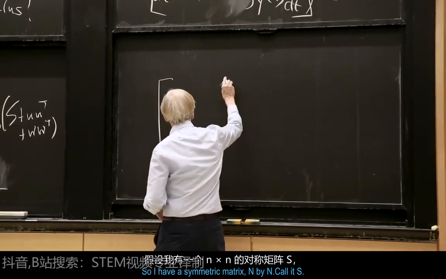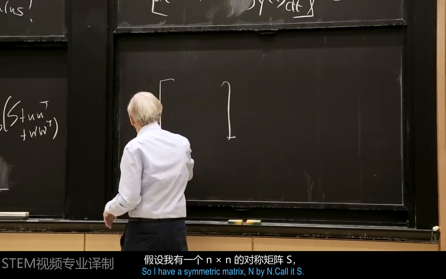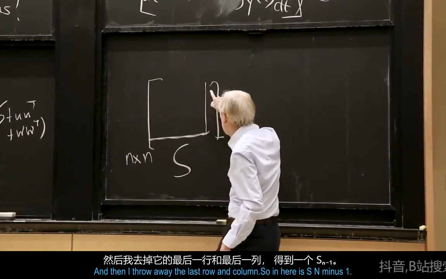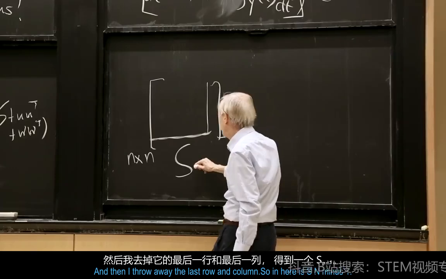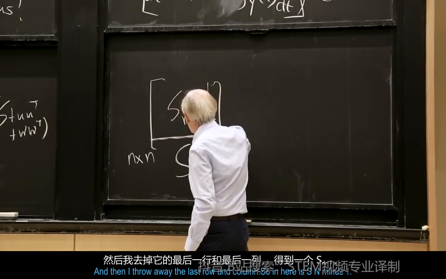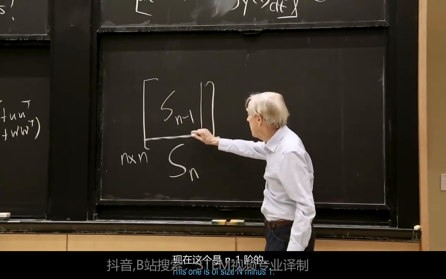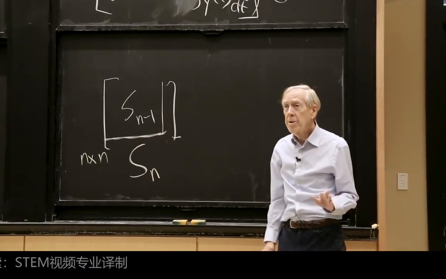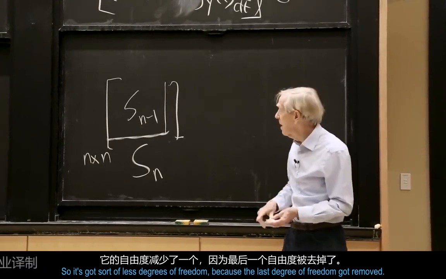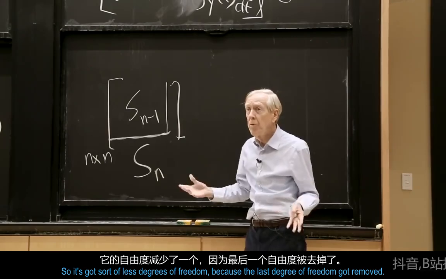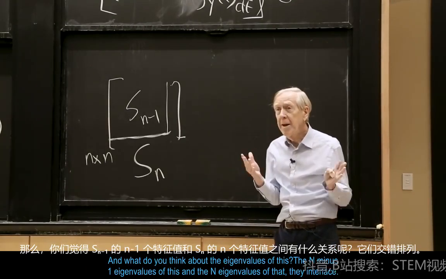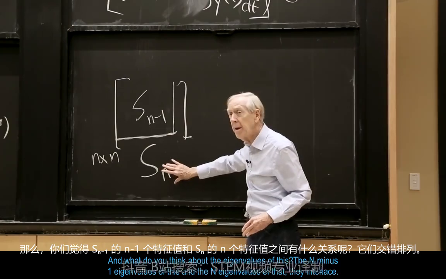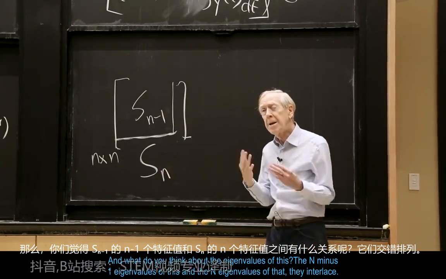So I have a symmetric matrix, n by n. Call it S. And then I throw away the last row and column. So in here is S n minus 1. The big matrix was Sn. This one is of size n minus 1. Okay. So it's got less degrees of freedom because the last degree of freedom got removed. And what do you think about the n minus 1 eigenvalues of this and the n eigenvalues of that? They interlace.